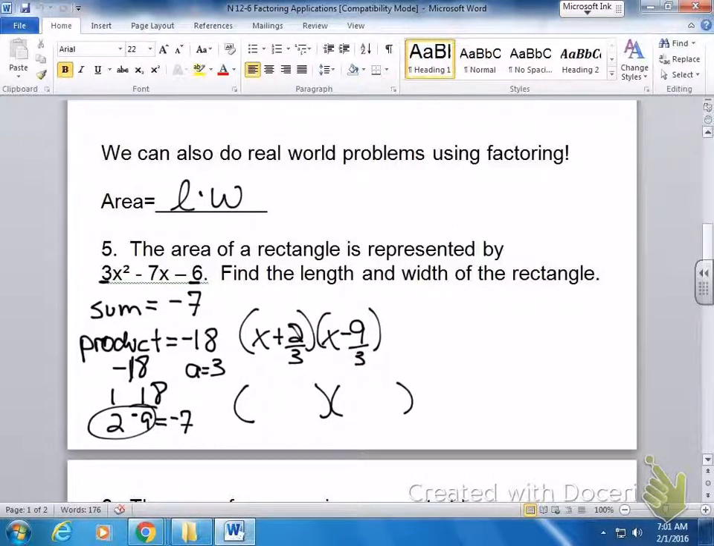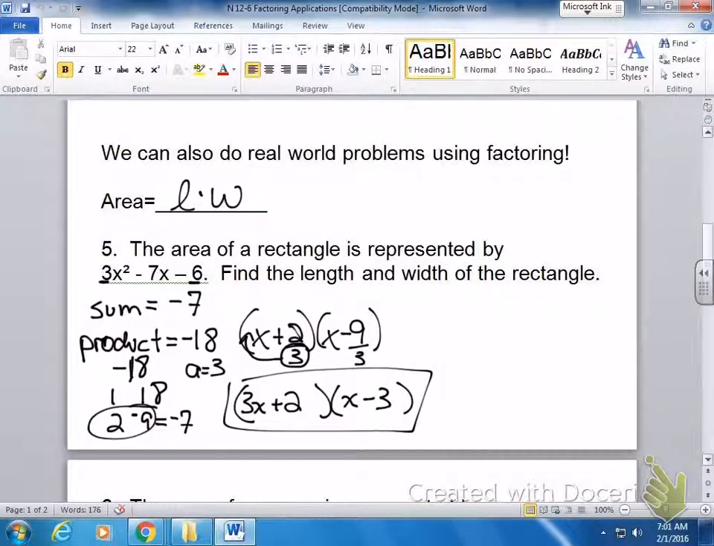Now again, we need to make sure our fractions are simplified. You can use your calculator if you need to. Our first one is 2 over 3, which is as simplified as it can be. So I'm going to swing the 3 up, 2 in front of the x, and add the 2. Now x minus 9 over 3, negative 9 divided by 3 is just negative 3. So it's simplified, and there's your answer.